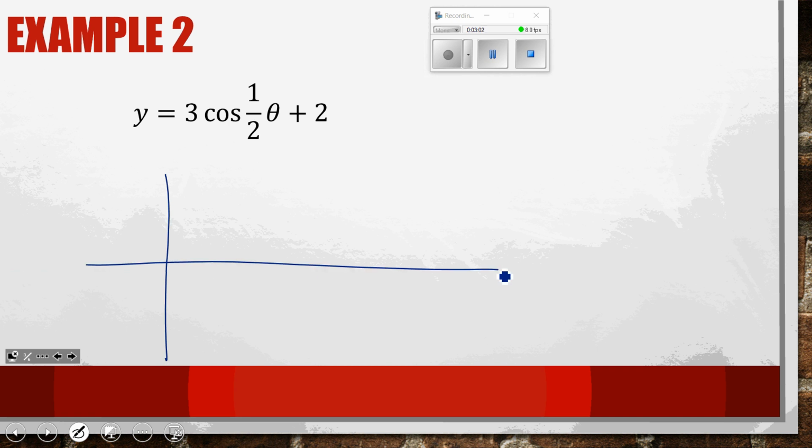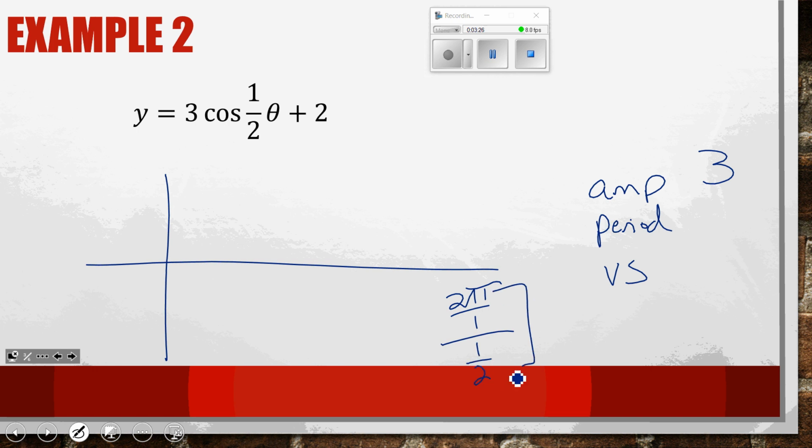Okay. If I make my list, amplitude, period, vertical shift. What's my amplitude? 3. Okay. What's my period? 4 pi. Do I need to go over how we get 4 pi? Okay, it is 2 pi over 1/2, and when you multiply that, you get 4 pi over 1, which is just 4 pi. Okay, so we're making progress, right? We've got our amplitude, we've got our period, and our vertical shift is +2.